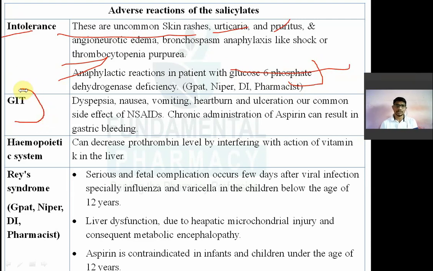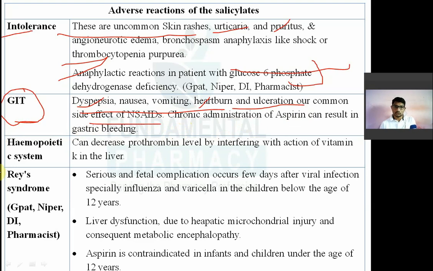What is the adverse reaction of this salicylate on the GIT? तो dyspepsia, nausea, vomiting, heartburn is due to excessive secretion of gastric acid, ulceration. These are the common side effects of NSAIDs. So these effects जैसे dyspepsia, nausea, vomiting, heartburn, ये सब में ही मिलेगा आपको, because each and every NSAID will irritate your stomach, that will cause hyperacidity. And chronic administration of this salicylate can cause gastric bleeding due to irreversible inhibition of COX in the lumen of GIT.